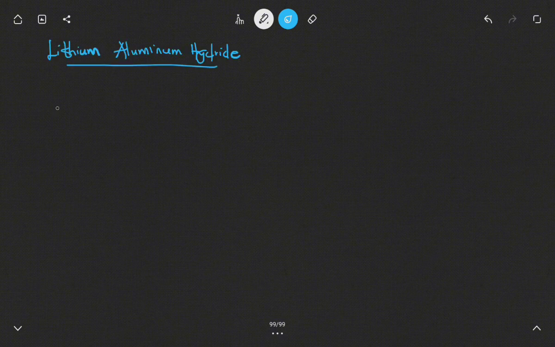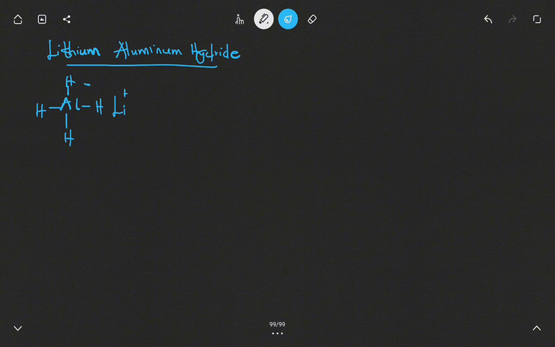So now let's look at lithium aluminium hydride. Now with this reagent, we said that it is a stronger reducing agent than sodium borohydride. The only reason for this is that the electronegativity of aluminium is far lesser compared to the hydrogen. So this is a negative charge, and then we have the lithium, which is positively charged.